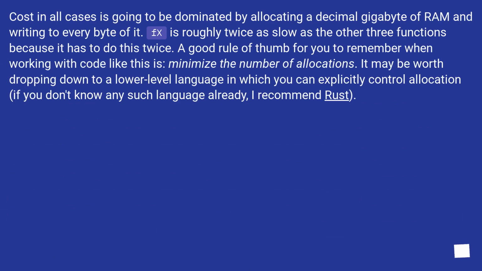Cost in all cases is going to be dominated by allocating a decimal gigabyte of RAM and writing to every byte of it. fx is roughly twice as slow as the other 3 functions because it has to do this twice. A good rule of thumb for you to remember when working with code like this is, minimize the number of allocations. It may be worth dropping down to a lower level language in which you can explicitly control allocation. If you don't know any such language already, I recommend Rust.